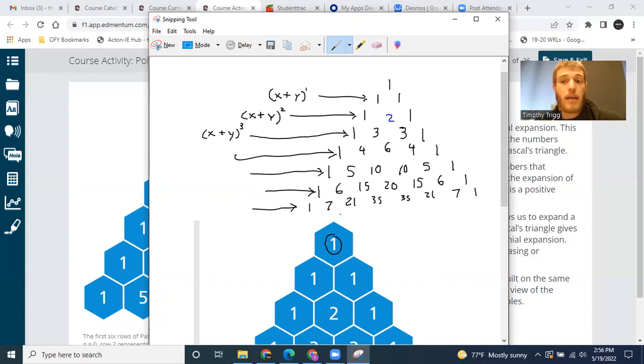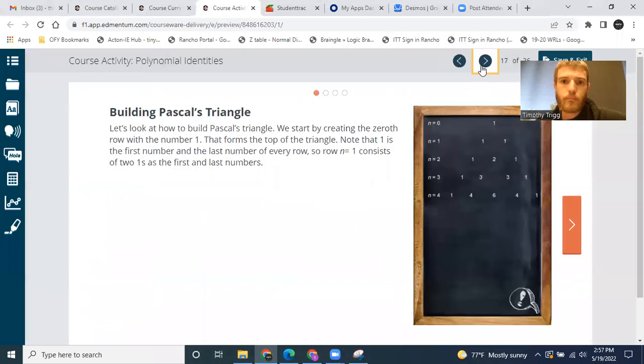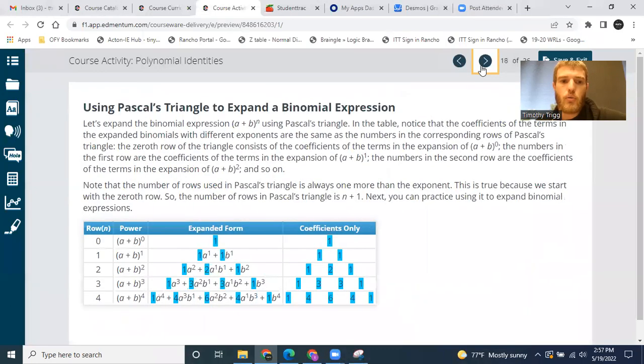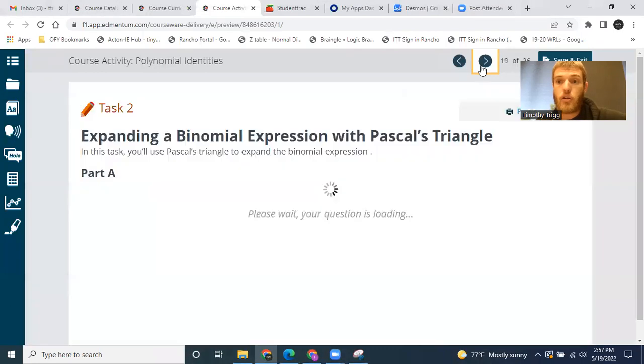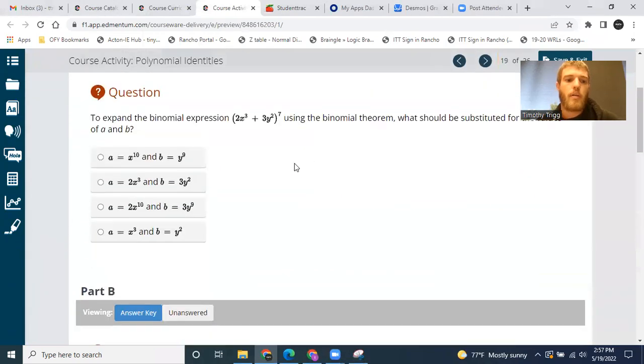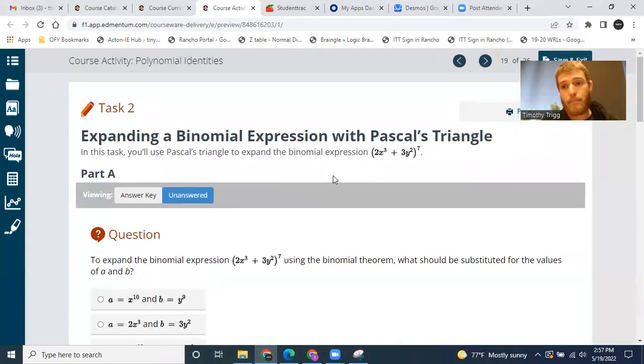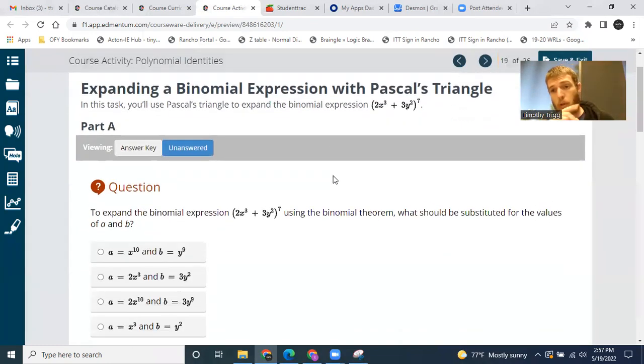Okay, I want you to make this triangle all the way down to the 10th layer. You're going to have to make this triangle all the way down to the 10th layer. So how do we use this triangle? I'll show you. Let's go ahead and go to this problem right here. We're actually on page 19. We skipped some problems earlier, but we'll get back to them.